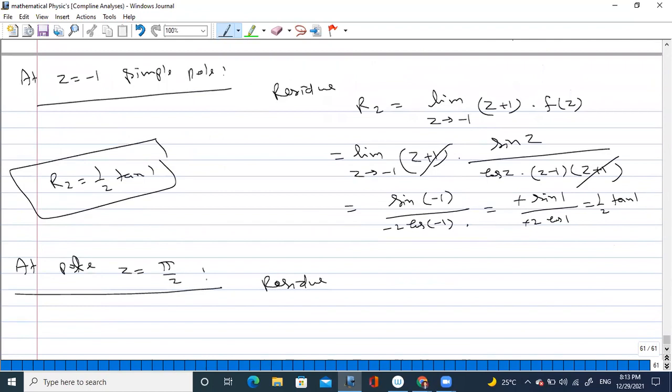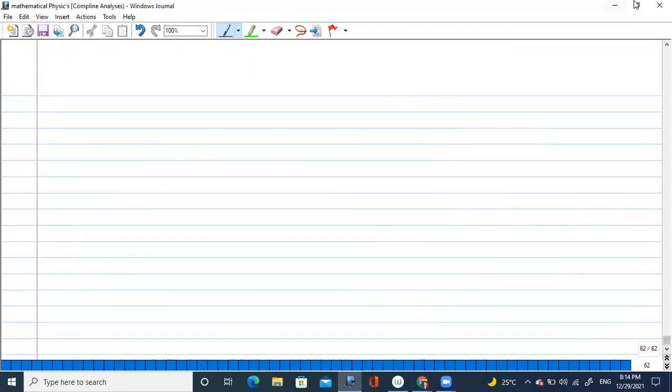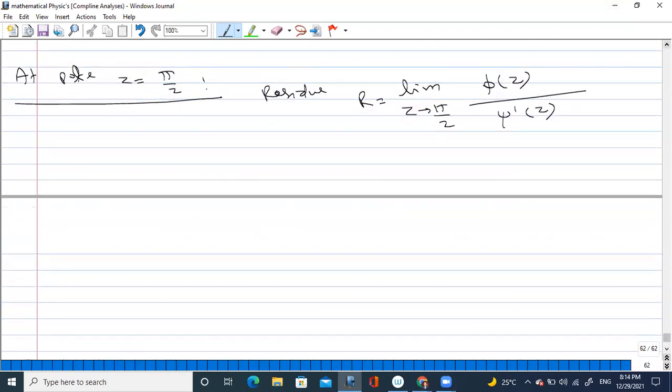So what can I use here? The residue R will be the limit z tending to pi by 2 of phi z divided by psi dash z. So the denominator you have to differentiate. And what is the denominator here? It will be the limit z tending to pi by 2. Phi z is what? Phi z is sin z. Simple. And in the denominator, what is there?